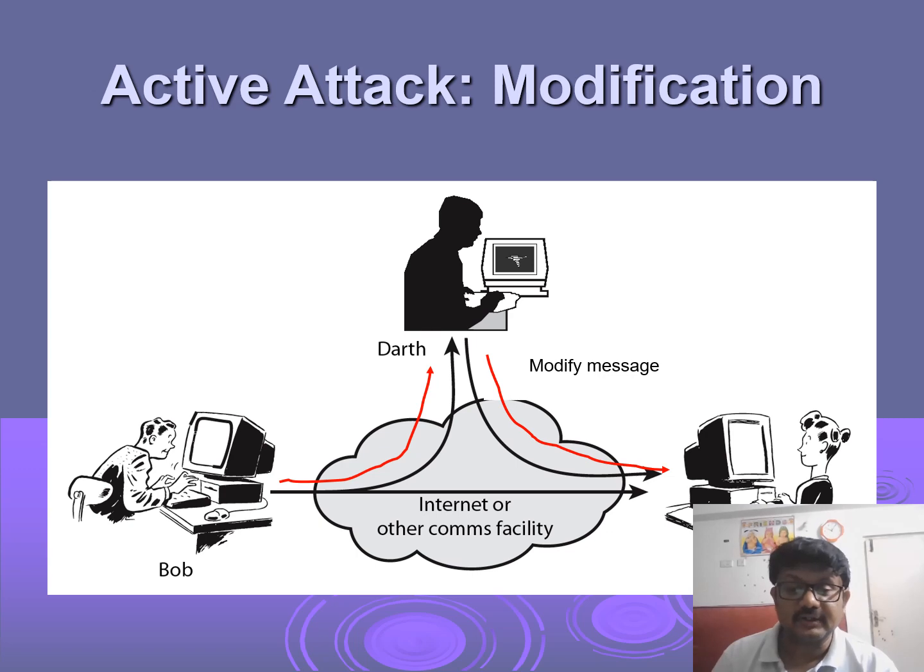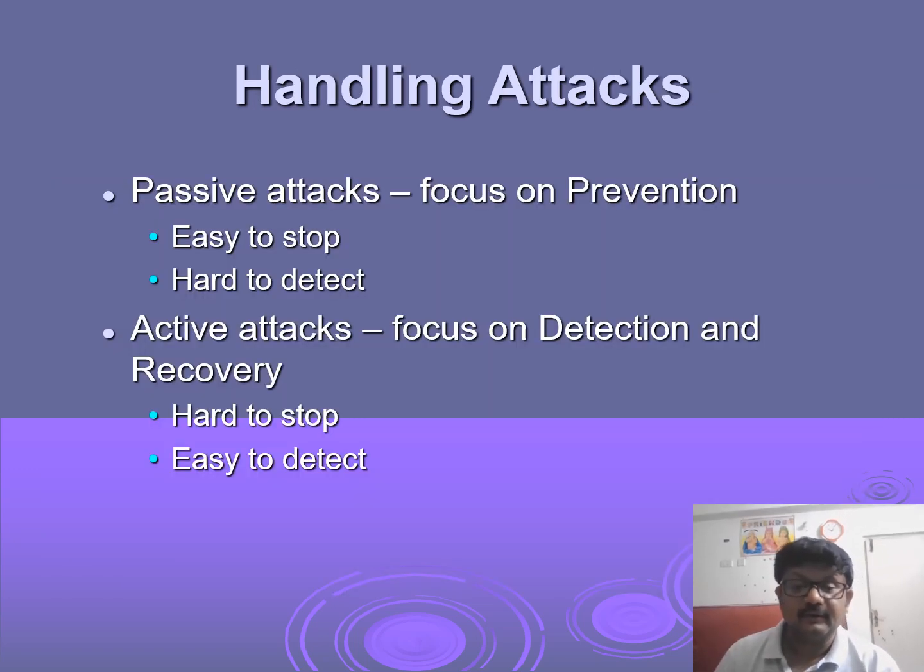What is modification in active attack? Bob sends a message to Alice, but in the meanwhile, Darth is going to interfere and he is going to modify the message.